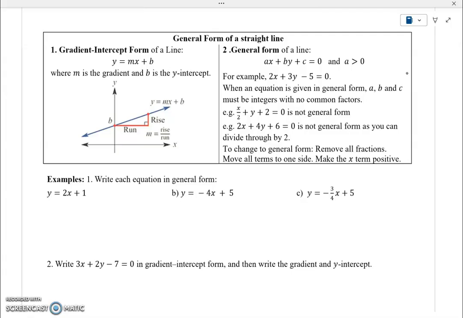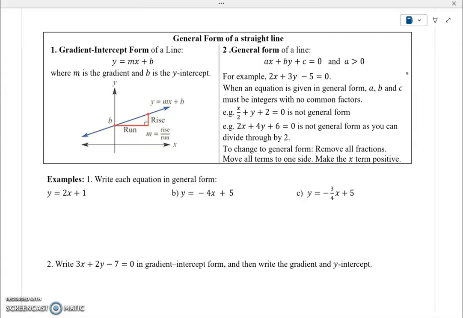There's a couple more conditions we need to talk about. A, B, and C must be integers and not fractions. So if there are any fractions, you need to multiply by the denominator to remove the fraction. And also A, B, and C shouldn't have a common factor. We'll see this below. So when an equation is given in general form, A, B, and C must be integers with no common factors.